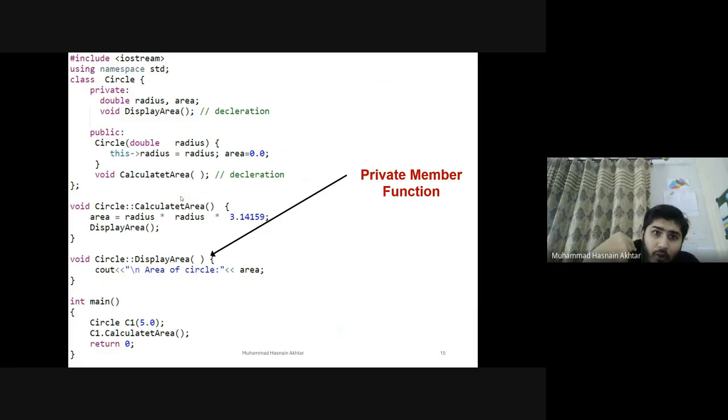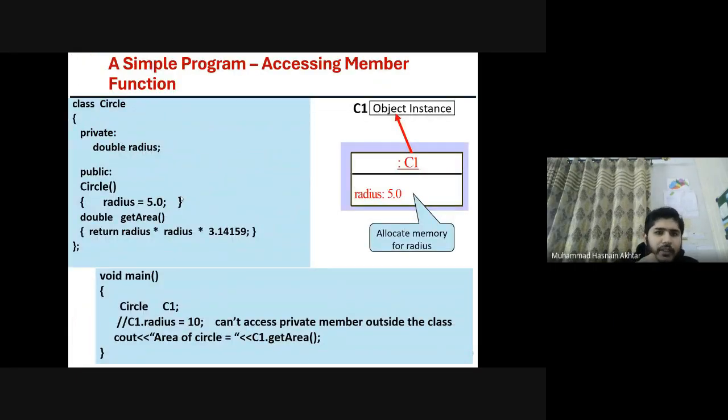Why is this allowed? Because this is the same class, and in the same class you can call a private function as well. But if you called it in another function which is not part of the class, then the compiler would not have allowed you to run the program, and it would have given you an error. Okay, this is a simple program accessing member function.